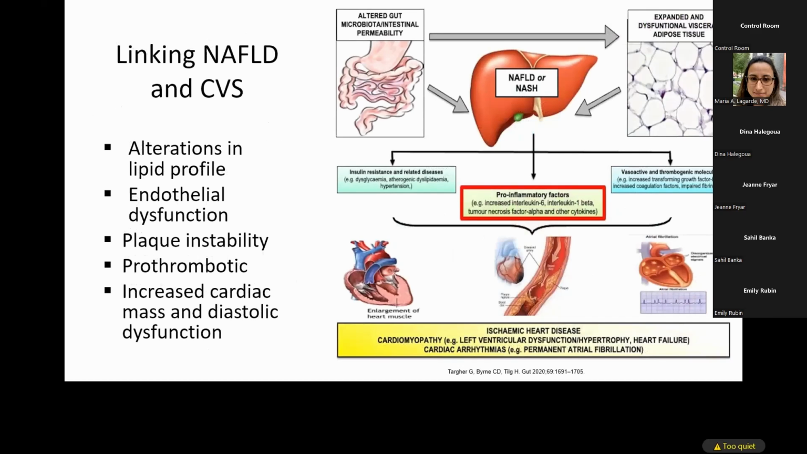And we try to link these two conditions together. You have fat in the visceral tissues in the abdomen and in the liver, and you have altered gut bacteria, and this leads to insulin resistance, as you heard before, and some increased risk of what we call endothelial dysfunction, which is an abnormal reactivity of the lining of the blood vessels.